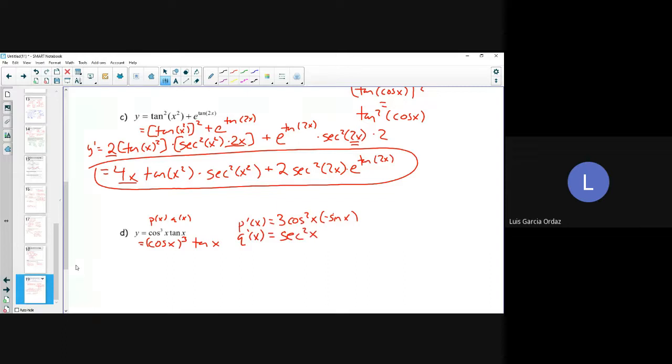So now I have my derivative of p of x and my derivative of q of x. So now my derivative is going to equal 3 times cos squared x times negative sine x times the original function q of x, so multiplied by tan x, plus my derivative of q of x, which is secant squared x, multiplied by cos cubed x.